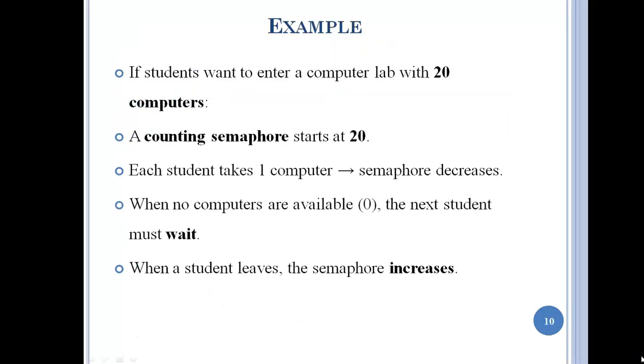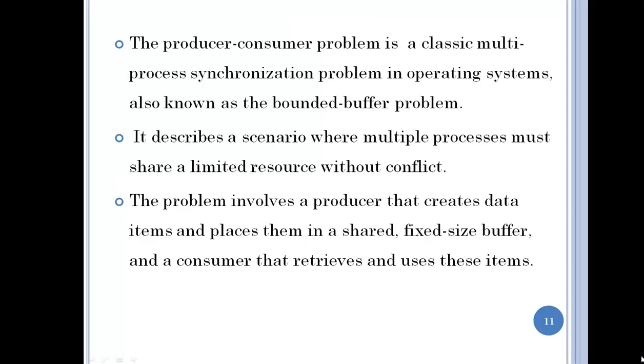Just an example to understand. Suppose a student wants to enter a computer lab with 20 computers, then a counting semaphore starts at 20. Each student takes one computer and the semaphore decreases. When no computers are available, the next student must wait. When a student leaves, the semaphore increases.